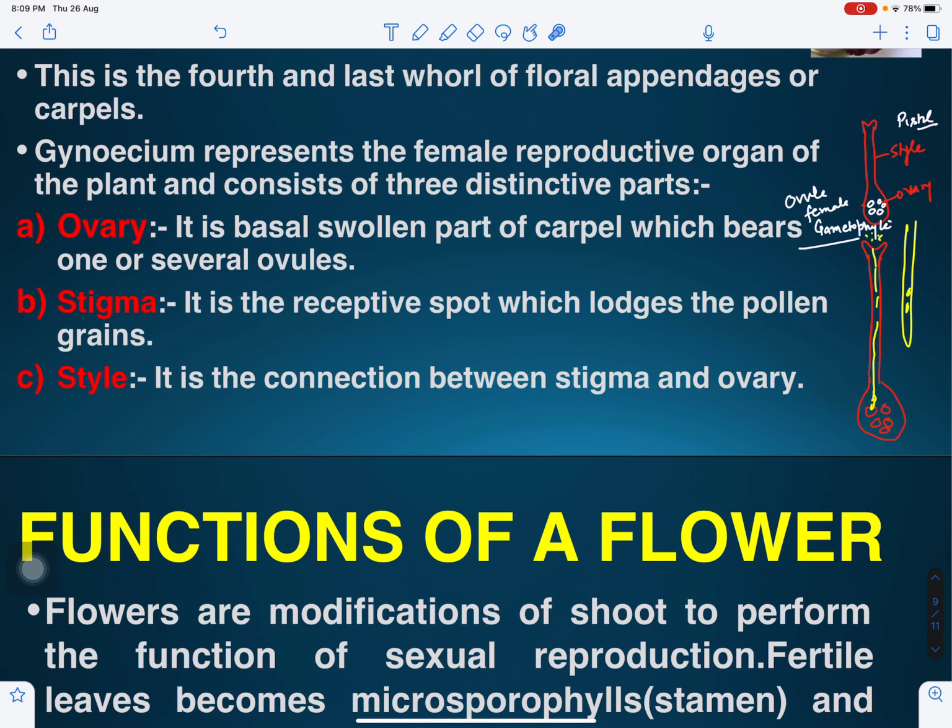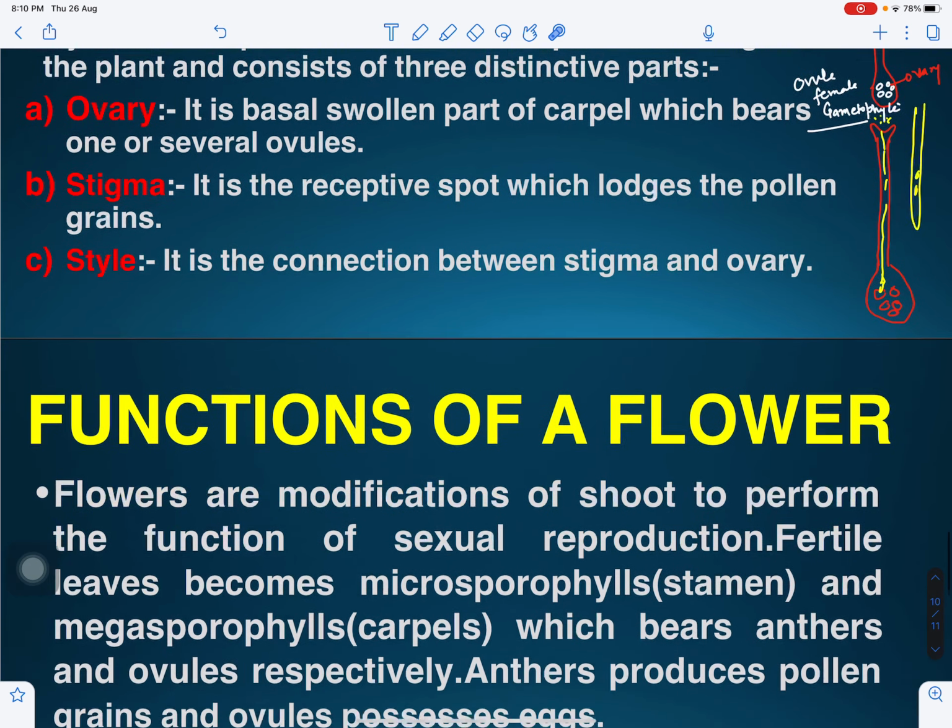So this is about structure of a flower. There are 4 whorls. Outermost whorl is sepals. Inner to sepals is petals. Inner to petal is stamens. Then there is the gynoecium part. So these are the 4 whorls of the flowers: sepals, petals, stamens and gynoecium. Now we'll discuss about its function.